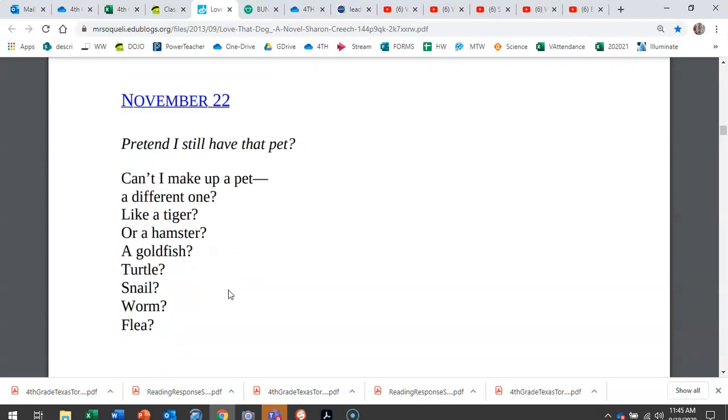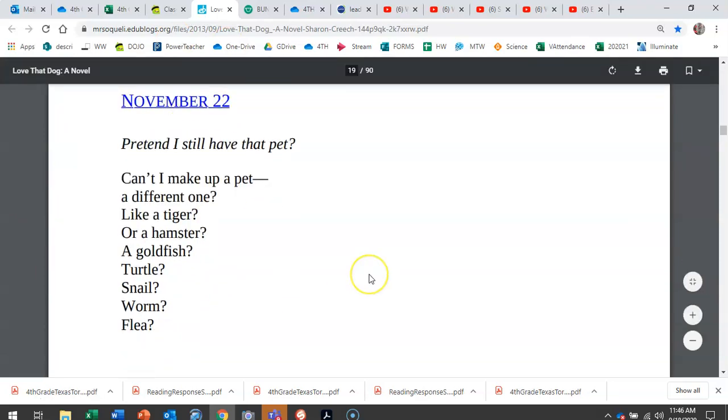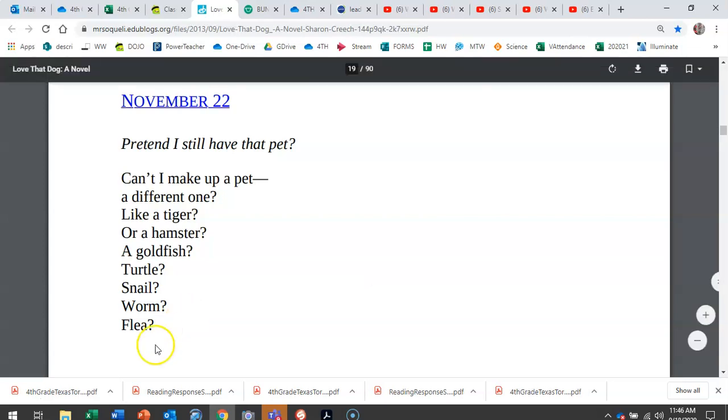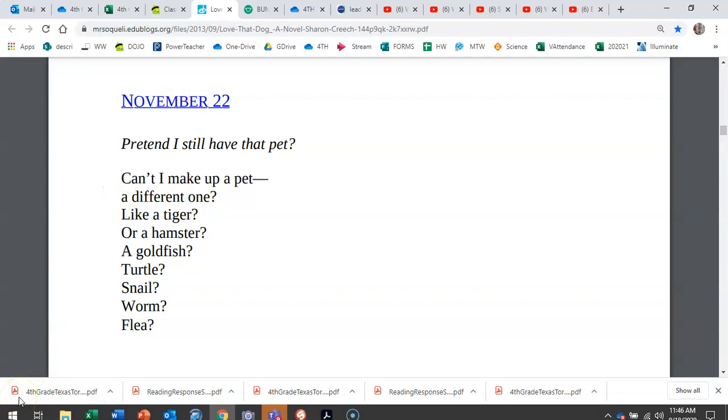Let's go ahead and flip it over. November 22nd. Pretend I still have a pet? Can't I make up a pet? A different one? Like a tiger or a hamster or a goldfish, a turtle, snail, worm, flea? So boys and girls, what can we infer? We can conclude what is happening here. Miss Stretchberry, what is she doing? Miss Stretchberry is telling Jack, hey Jack, can you pretend you have a pet so that you can write a poem? And look what he says. Can I make up a pet? Does it sound like he wants to make up a pet, boys and girls? No, right? He doesn't want to make up a pet.